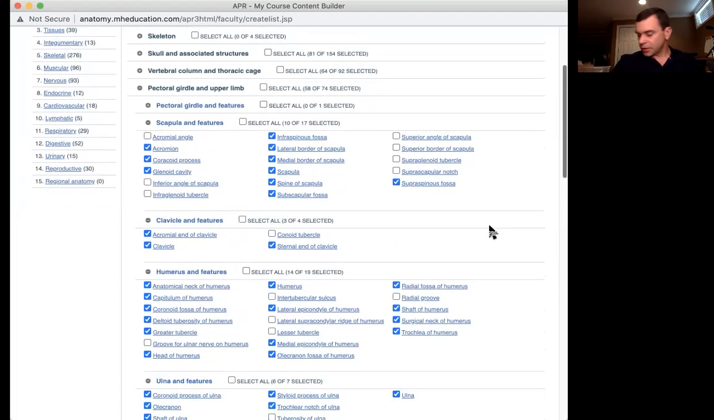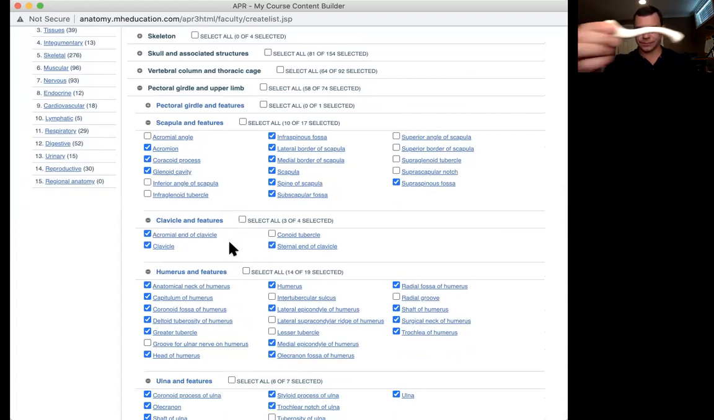Okay, let's look at the upper aspect of the body, okay? The pectoral girdle. So let me grab some of the stuff here, okay? The first one I'm going to do is the clavicle, just because it's very simplistic. So here we have the clavicle and its features.